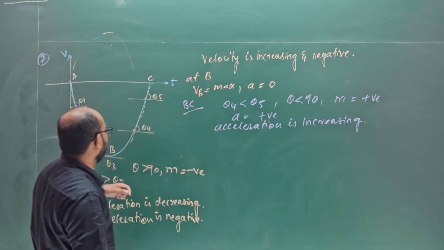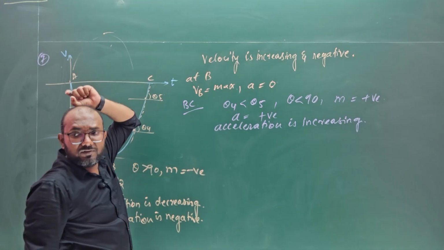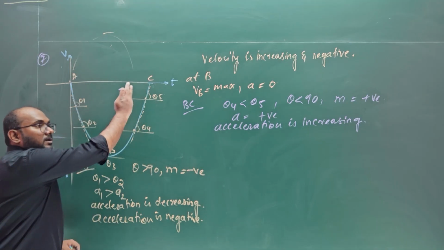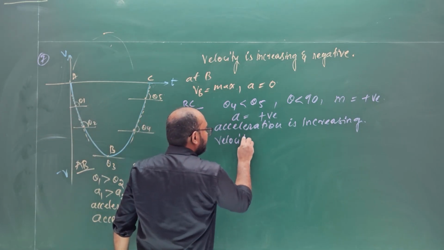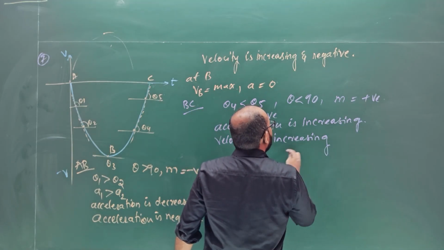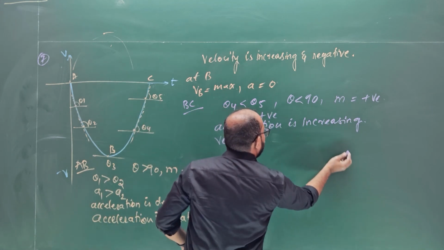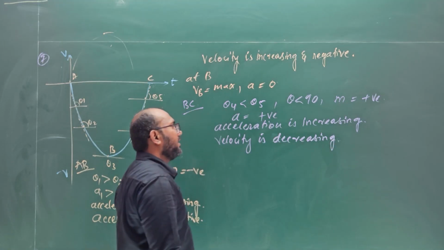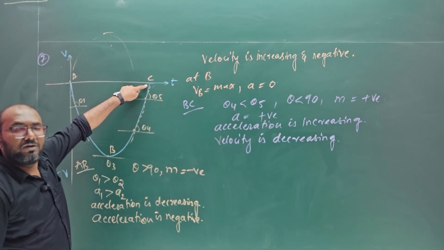What about velocity? Comment on velocity. From here maximum velocity, here is your 0 velocity. Velocity is towards positive, negative, in this direction. Okay, first thing, tell me velocity is increasing or decreasing? Velocity is what? Decreasing. Thank you very much. Velocity is decreasing. Finally, it becomes 0 at point C. It is moving towards the negative side.